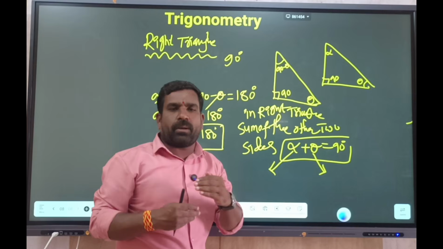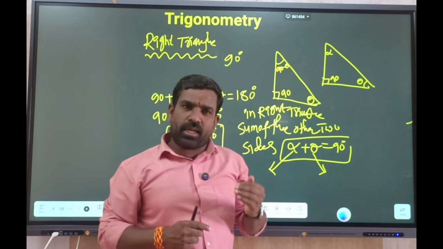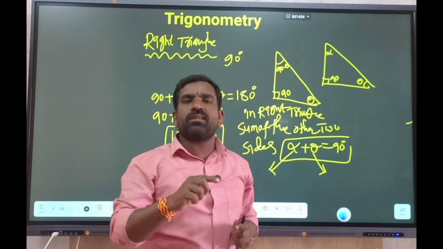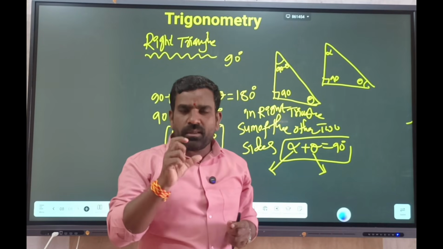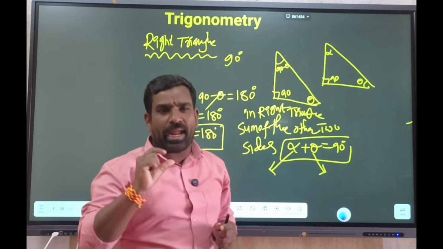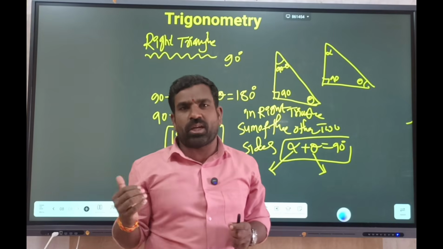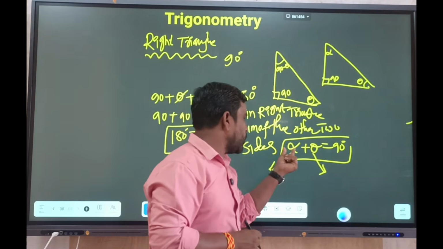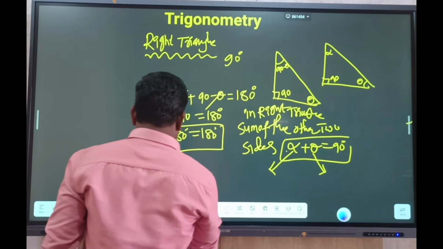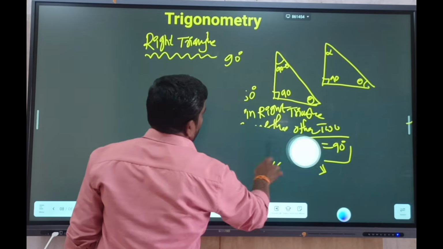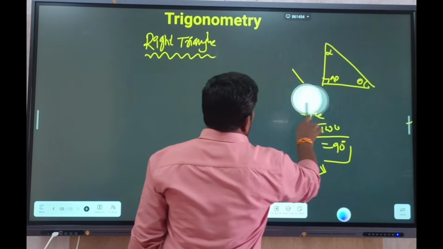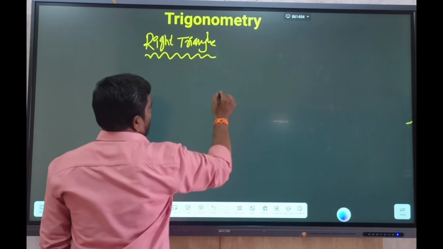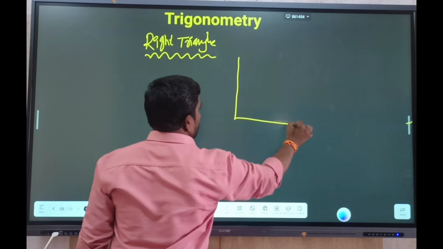In competitive exams, sometimes they ask: in a right triangle, the other two angles are what kind of angles? They are acute angles, because each of these is an acute angle. Suppose, look here, now I am drawing again a right triangle. So this is a right triangle.